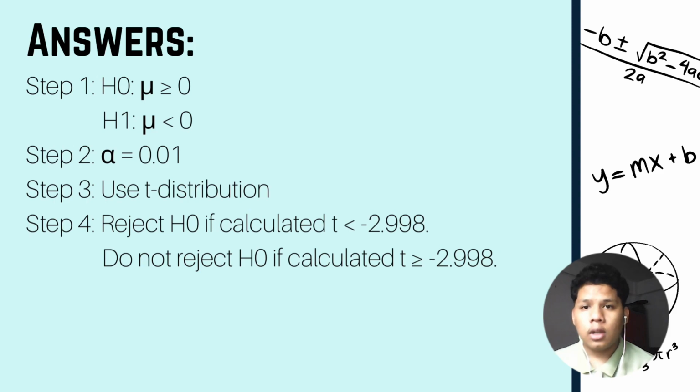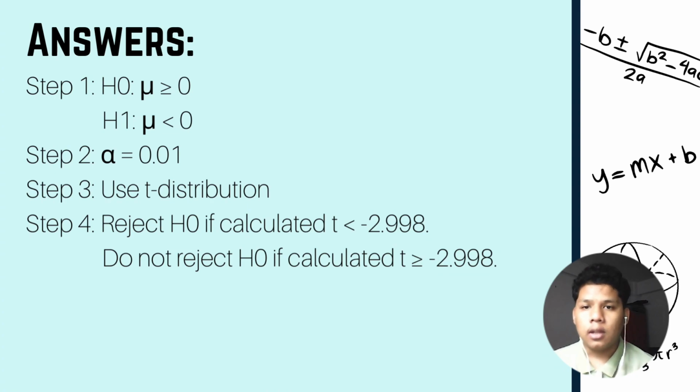For step one, the H1 will be mu is less than 0 because the keyword is reduced. Is it reasonable to conclude that the modification reduced the number of traffic accidents? So the keyword is reduced, and automatically the mu will be less than 0. And automatically H null will be mu is more than or equal to 0. And then step two, alpha: we determine the alpha value that is given by the question, which is 0.01 significance level.